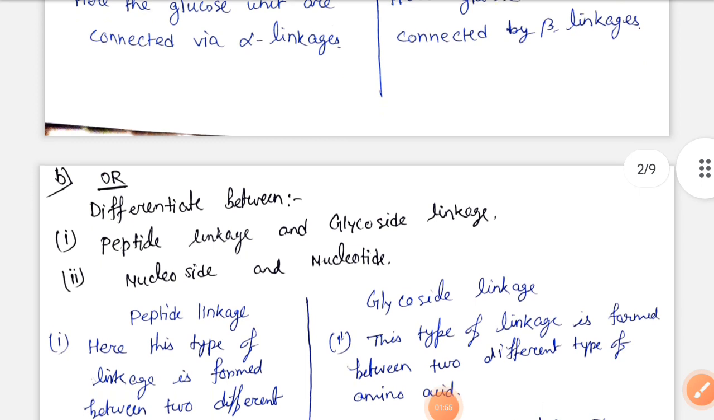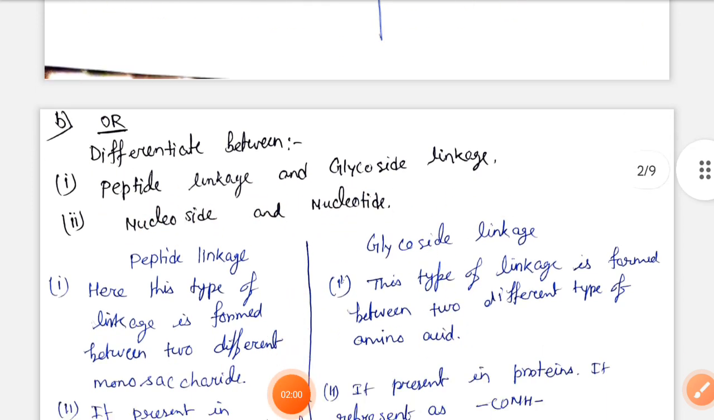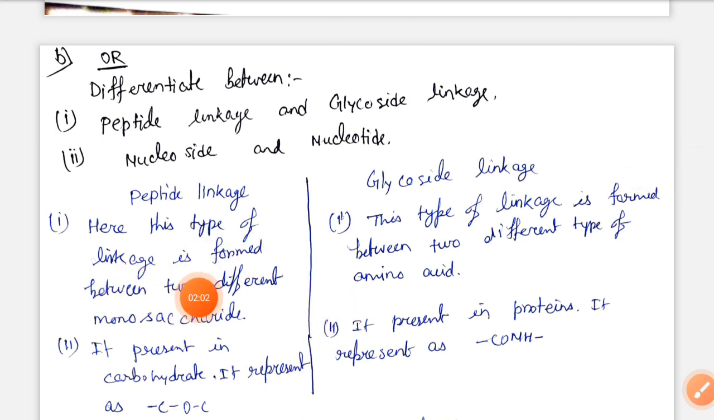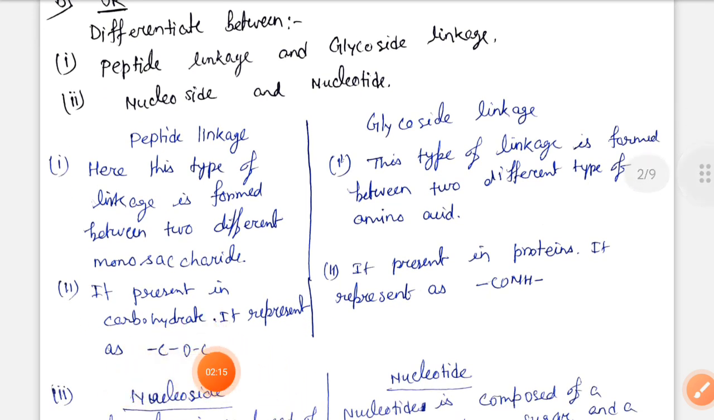Okay, let's differentiate between peptide linkage and glycosidic linkage. So glycosidic linkage is the linkage formed between two monosaccharides, and peptide linkage is formed between two different amino acids. Okay, here glycosidic linkage is represented by C-O-C, an ether linkage, and peptide linkage is an amide linkage, CONH. It is present in carbohydrates, and this one is present in proteins.